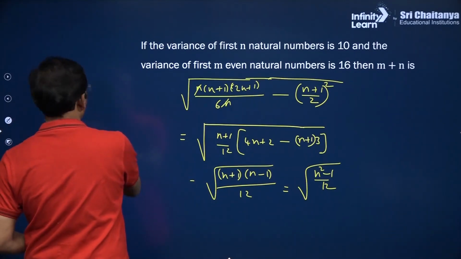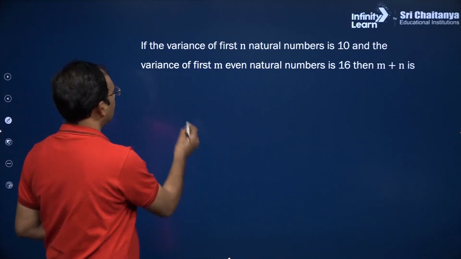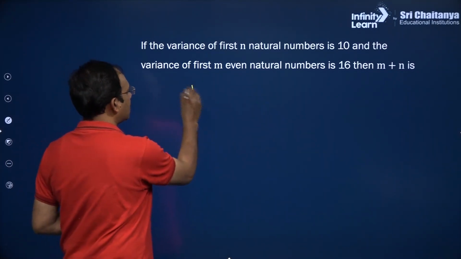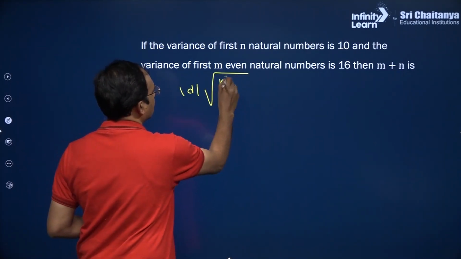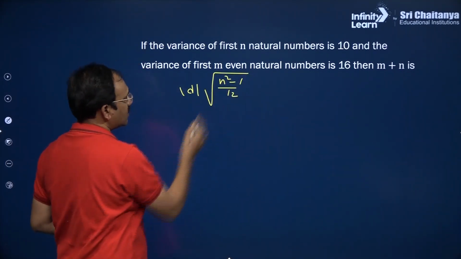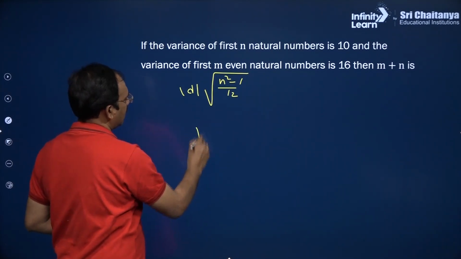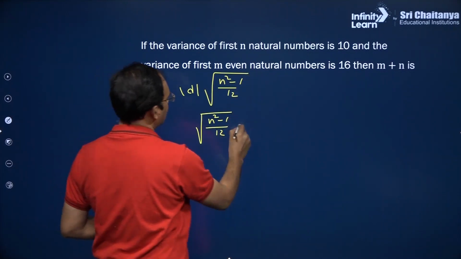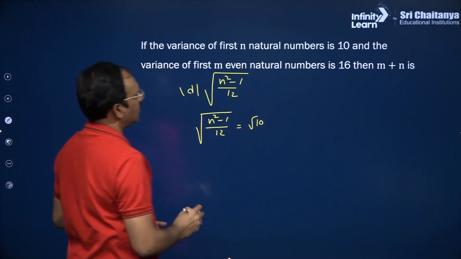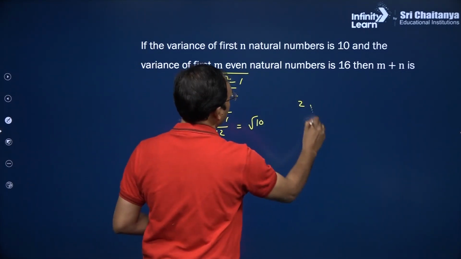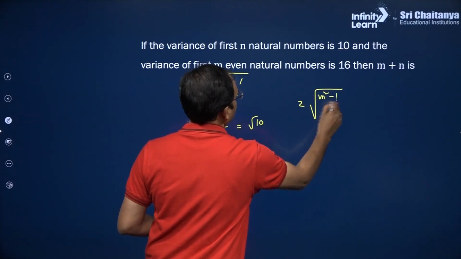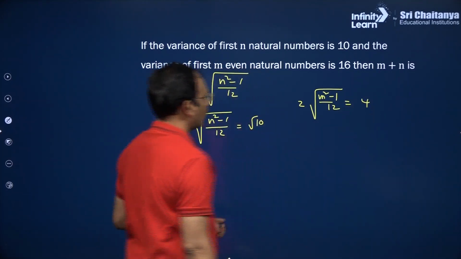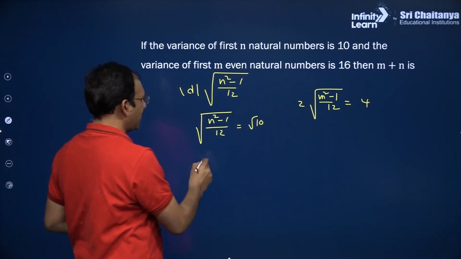Now, if you come to the point, my dear friends, do remember, if n numbers are taken in AP, the standard deviation is mod d into root of n square minus 1 by 12. So, in the first case also, first n natural numbers d is 1, root of n square minus 1 by 12 is the standard deviation, which is root 10, the first equation. The second case, 2 into root of m square minus 1 by 12 is going to be standard deviation 4. These are two equations, my dear friends. You can simply solve it.